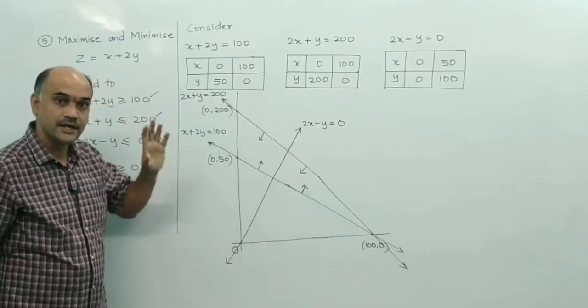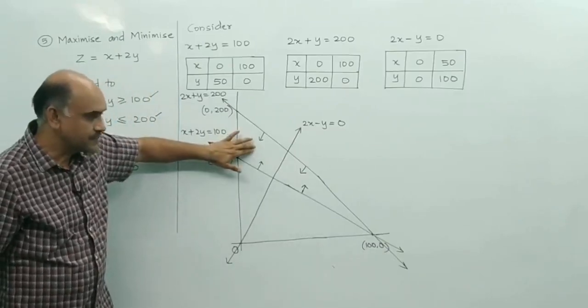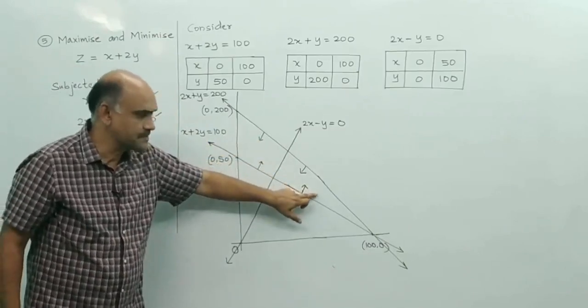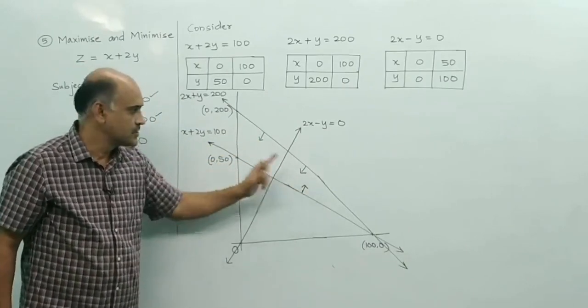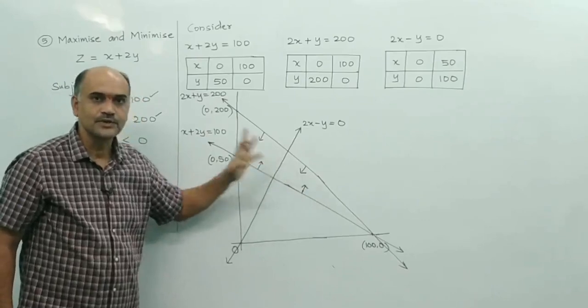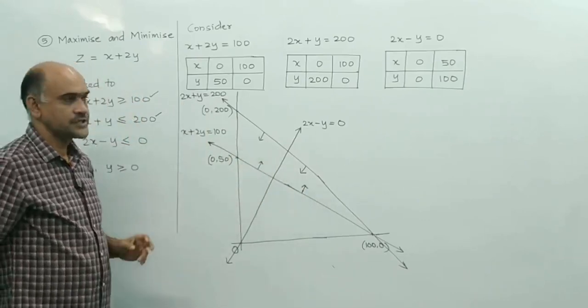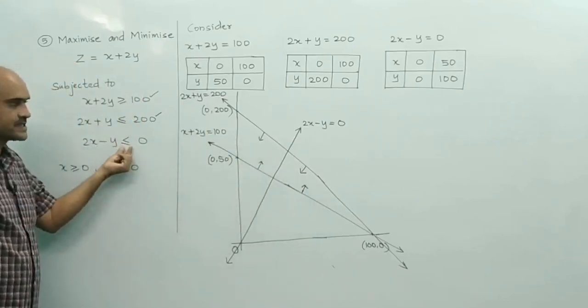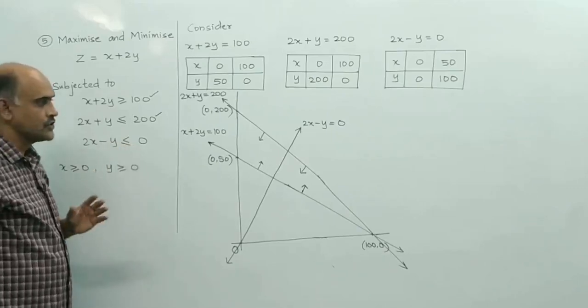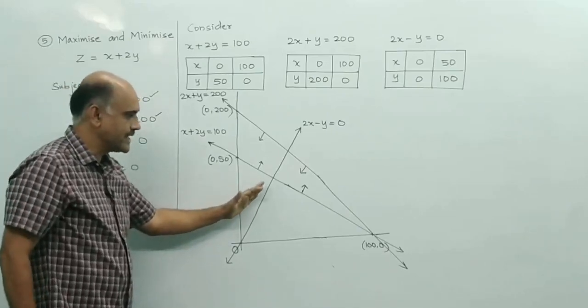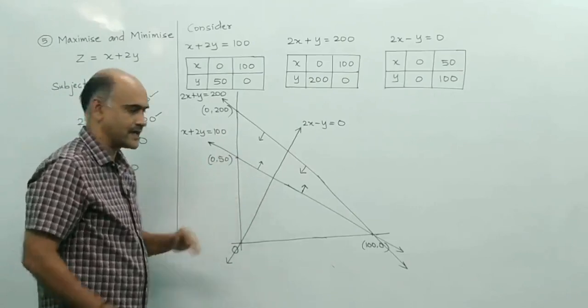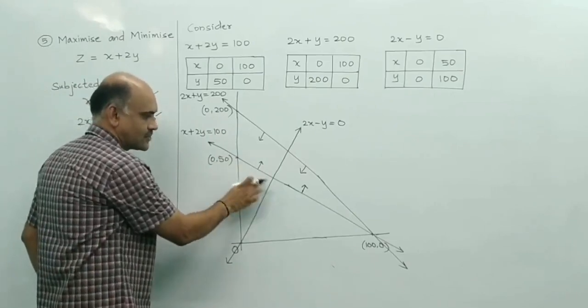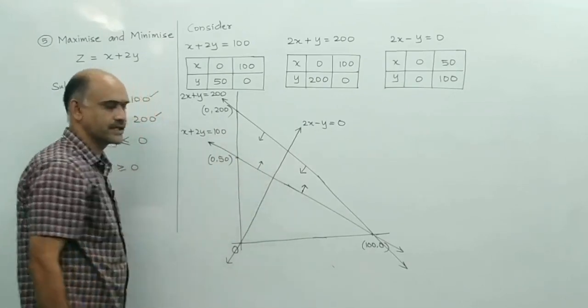Clear, students? Now either this may be the feasible region or this may be the feasible region. So you have to check. So now what is the third equation? Less than or equal to 0. So what you do, you take a point on either side of the line. Take any one point on this side or that side of the line.